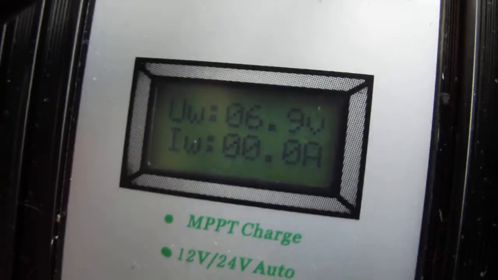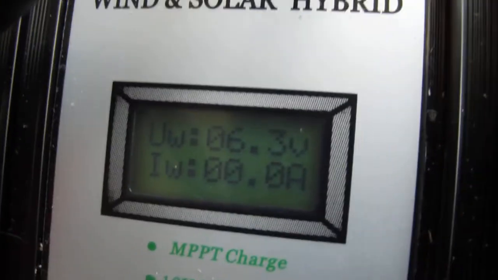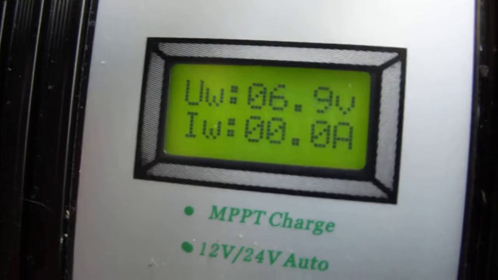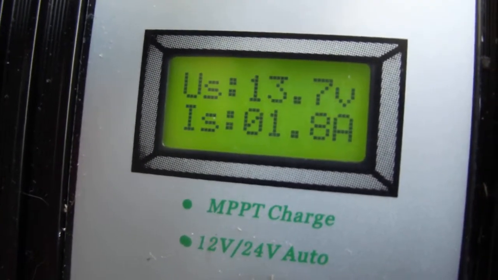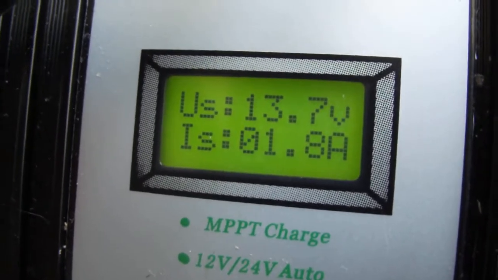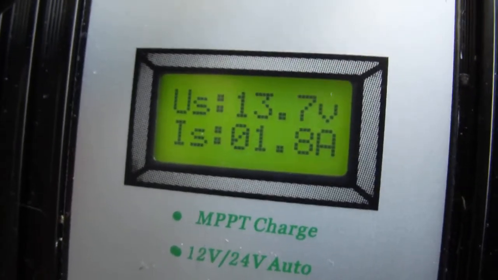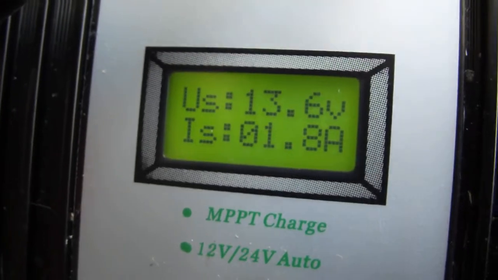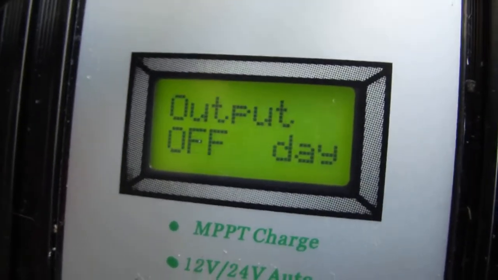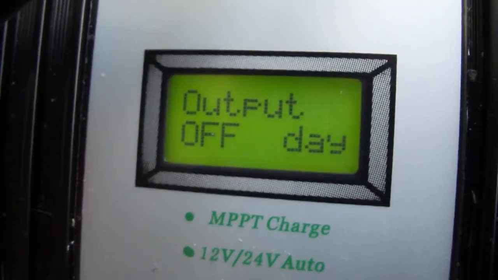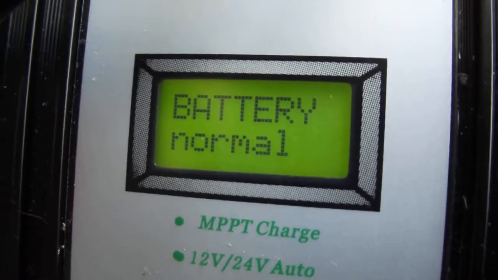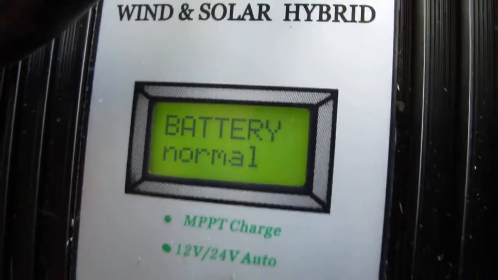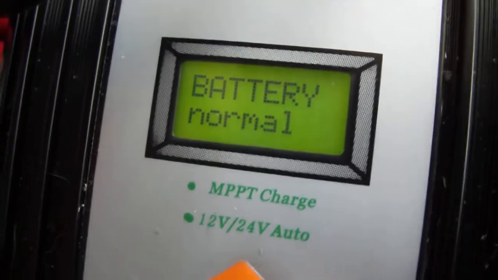It's also got this display system, and that's the solar there. It's coming in at 13.7 volts and 1.8 amp. That's after it's so-called rectified. There's two 80 watt panels out there. The output, the loads are off. The battery is normal. Right, that's what you get for that.